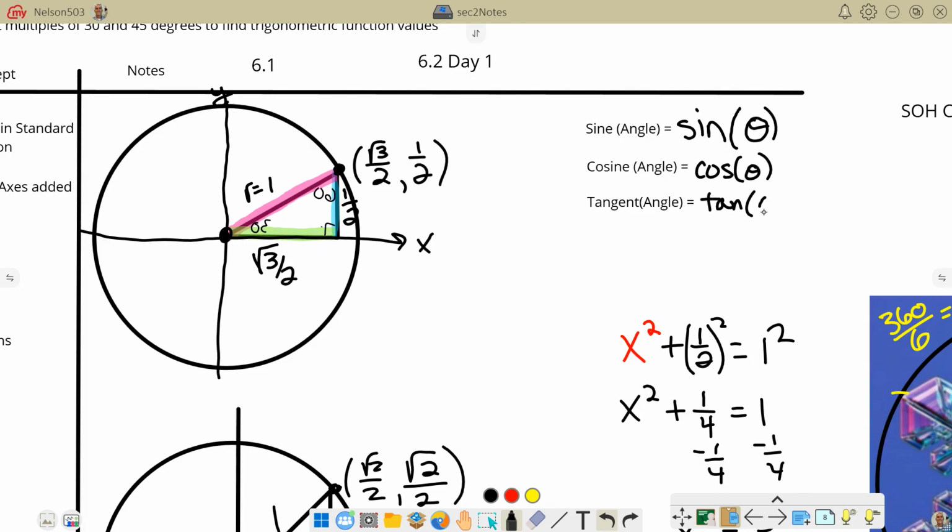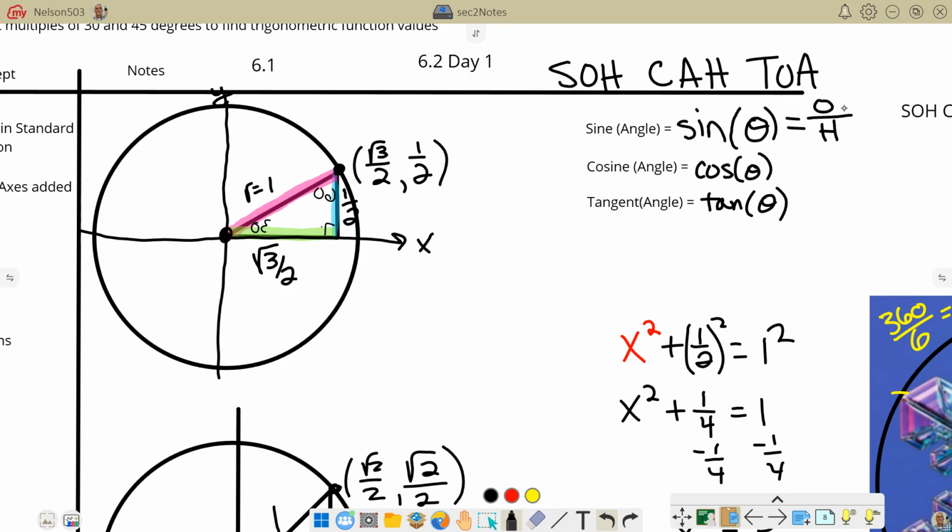Now, some of you may have learned SOHCAHTOA. Now I got it right over there as well, but I'm just going to write it up here too. And I want you to add this to your notes. This is a way to remember that the sine is the opposite leg over the hypotenuse. So I'm going to write down O over H.